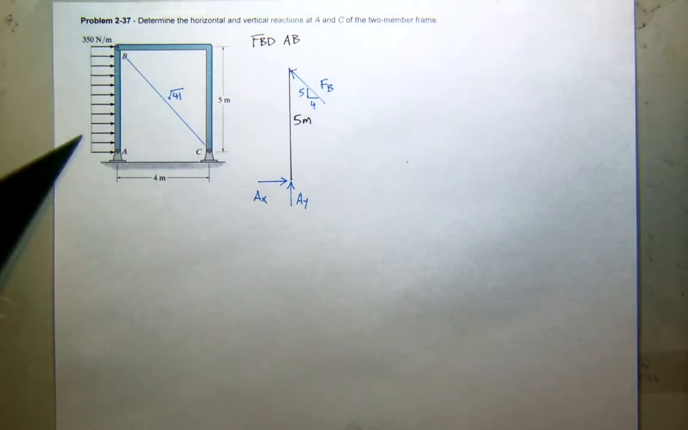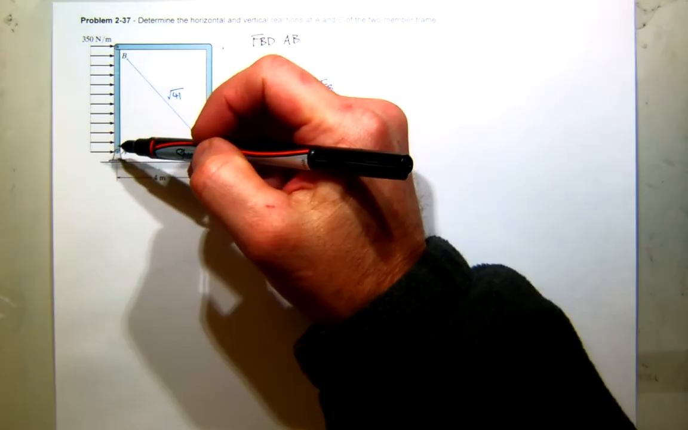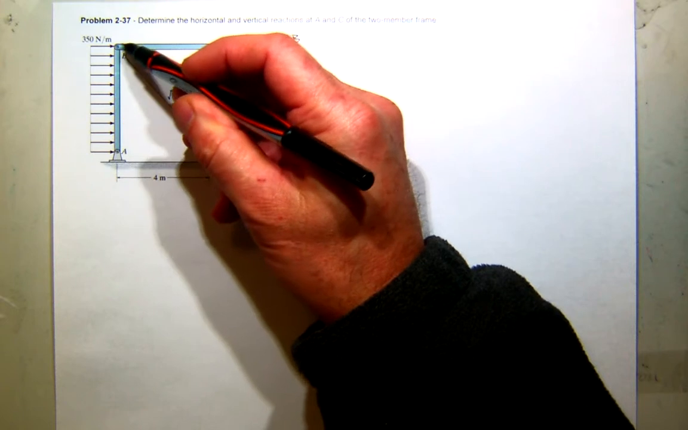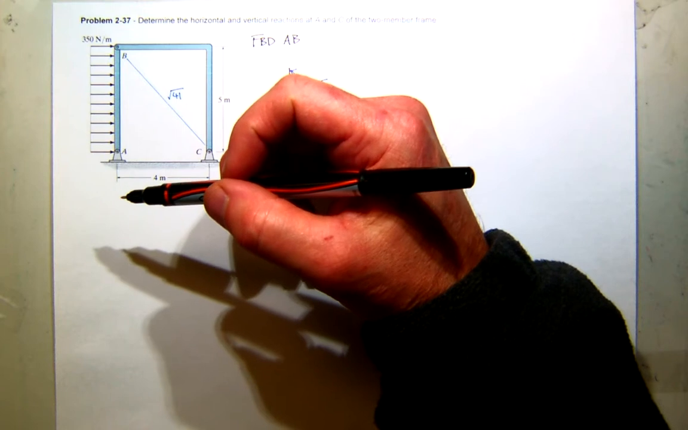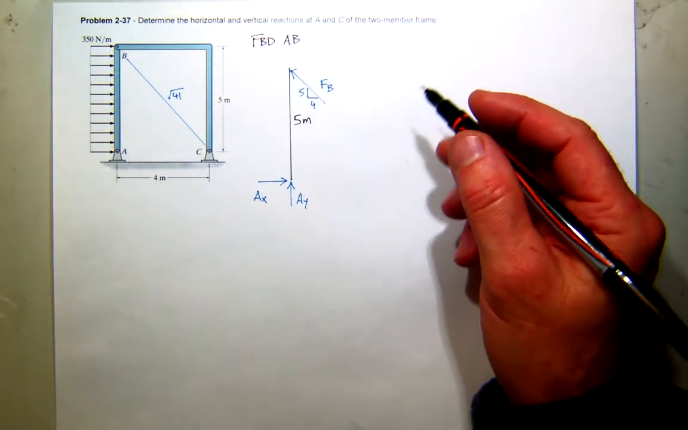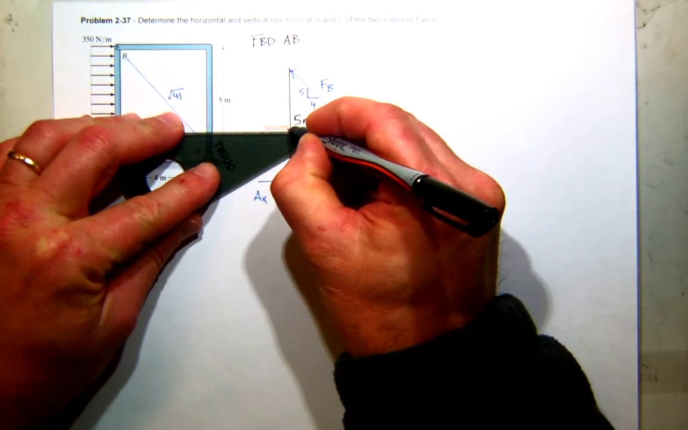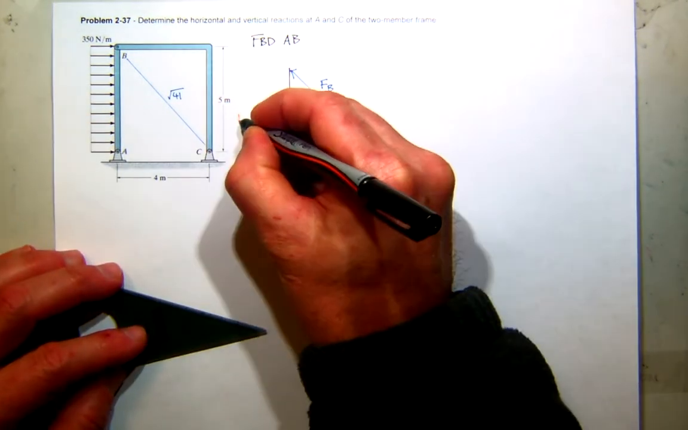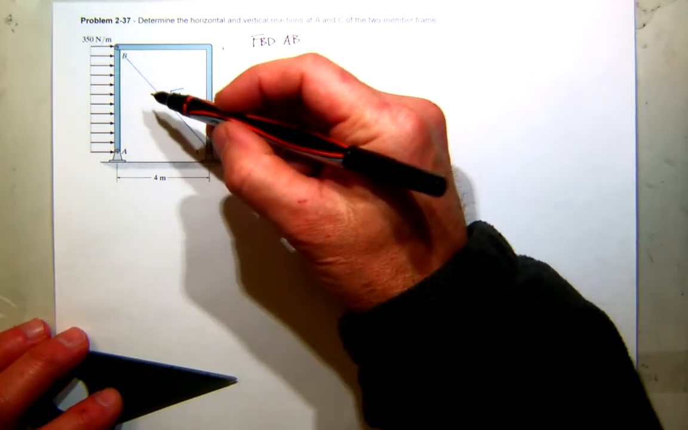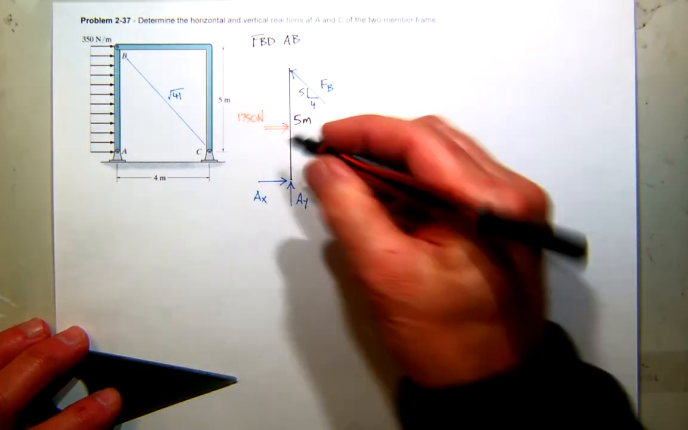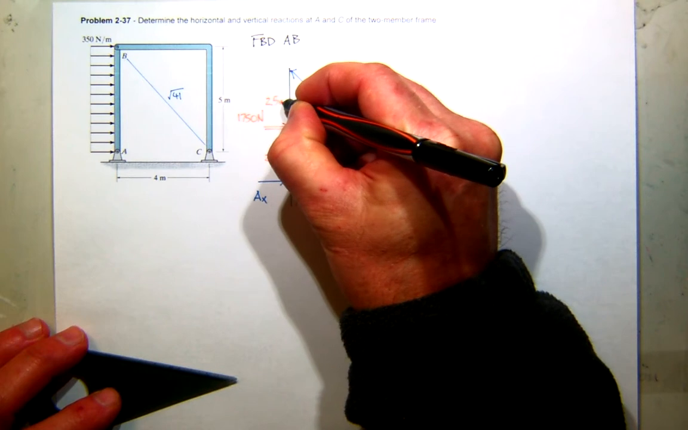We'll come back for that in a second. What about my force here on the left, the distributed force? Again, we'll do a concentrated equivalent. It's a rectangle, so it'll be the base times the height. The base is the height of the structure, which is 5. So that's 1750 newtons, and it happens through the centroid. The centroid is half the distance, so this will be 2.5 meters up, 2.5 meters.